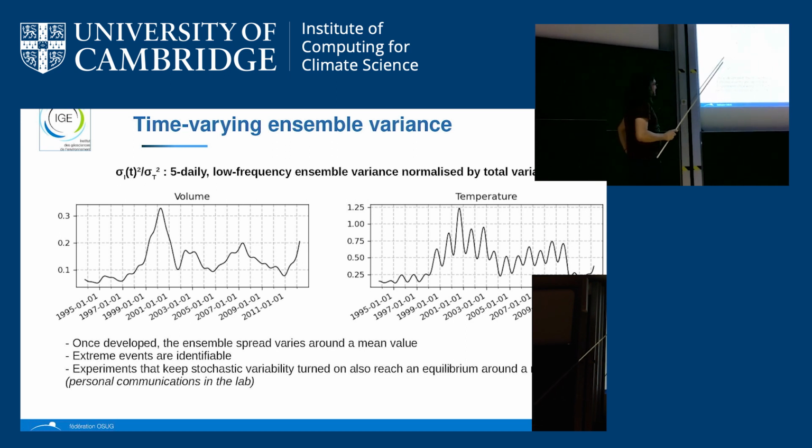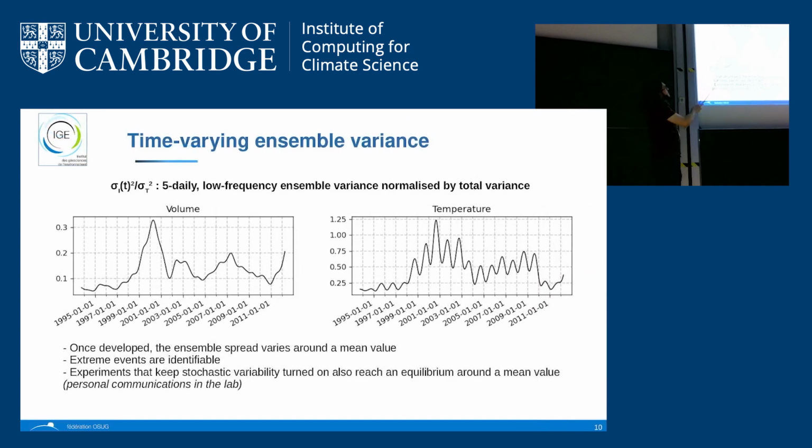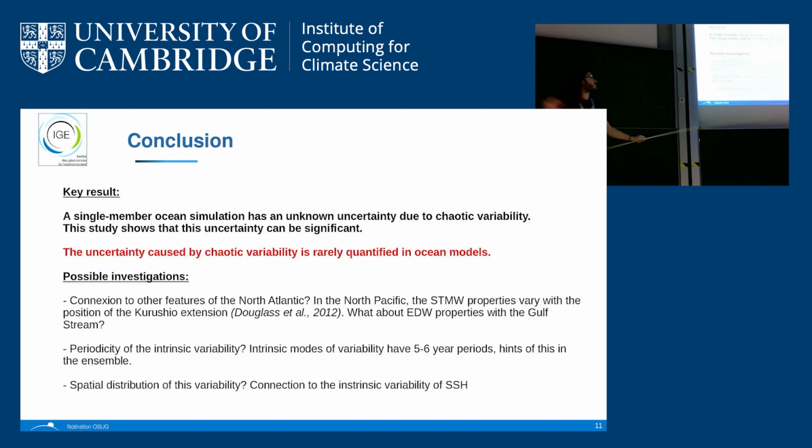So anyway, you've got a varying chaotic uncertainty that's added on top of your atmospheric forcing. And you can also use this to identify some extreme events and what happened, for instance, what happened in the year 2000, why do we have a much higher chaotic variability or ensemble dispersion in volume and temperature? Something I haven't yet figured out, but one of the interesting avenues of research. And yeah, some people in the lab have looked at keeping the stochastic perturbations turned on for the whole duration of the run, and they say they have a similar result. It doesn't blow up. It keeps varying around the mean value.